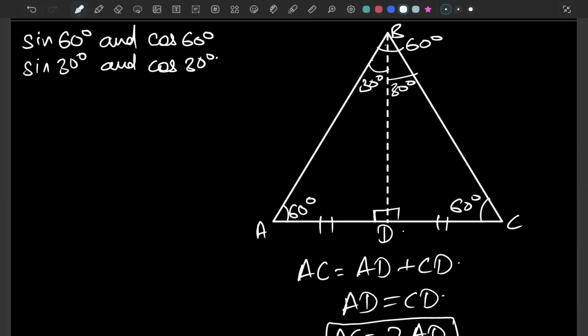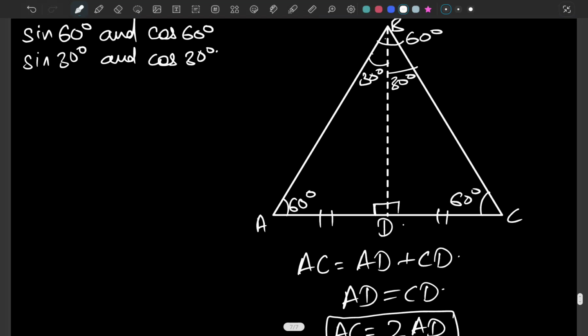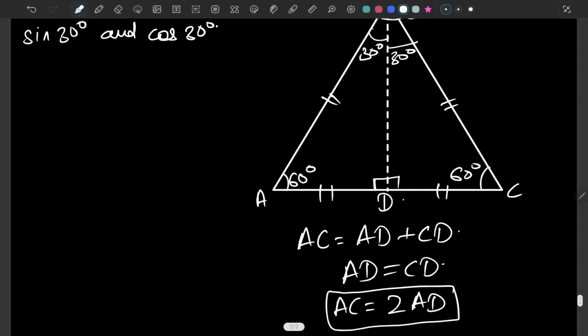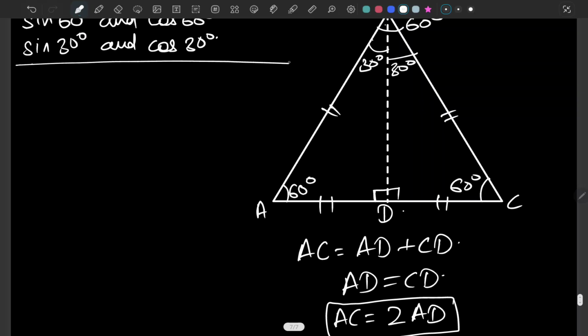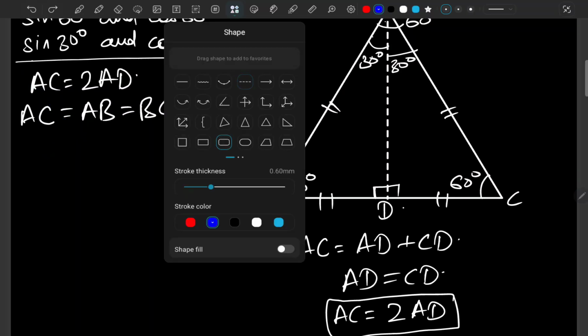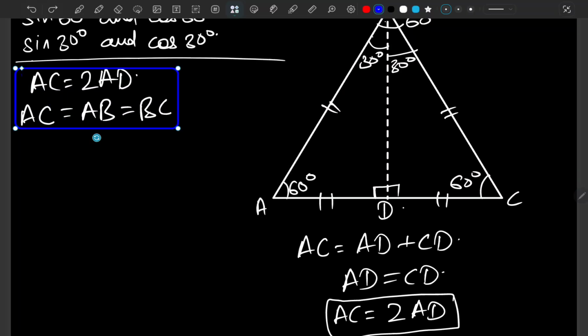Okay, so again it's an equilateral triangle, so all these three sides are equal to each other. It means that, well, let me just write that down here. So we have AC equals 2AD, right? And we have AC equals AB equals BC. So with the help of these two things, we are going to prove the rest of the things.